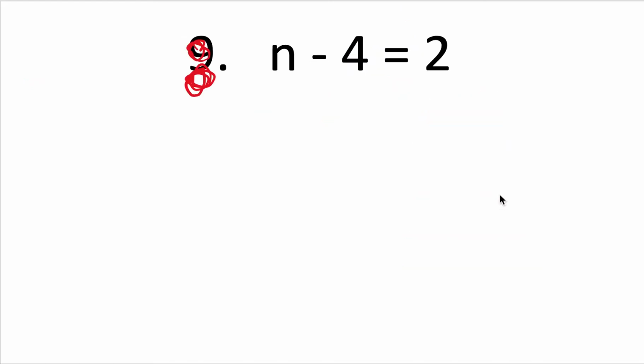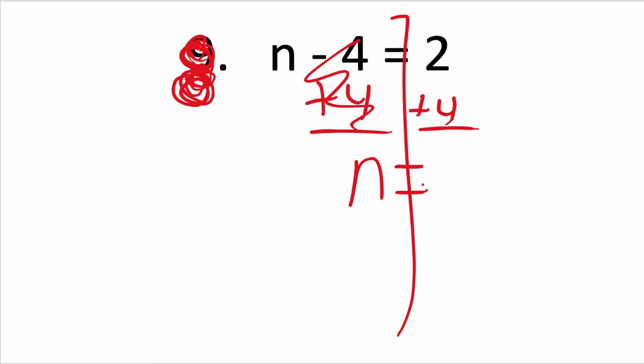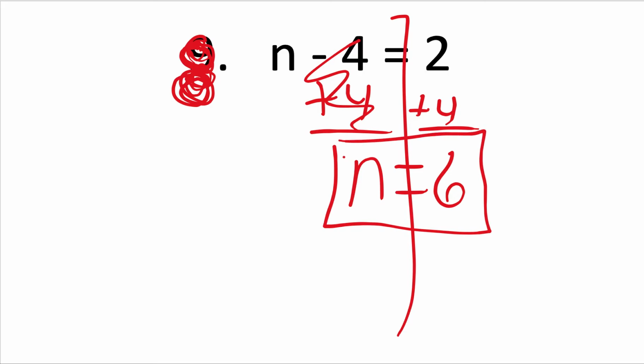Okay, another example, it's all chicken scratch right here, but that's an 8, I had a little typo. So number 8 is n minus 4 equals 2. Line down. So the opposite of minus 4 is plus 4. What I do to one side, I do to the other side. So this is going to cancel out, and n equals 2 plus 4, which would be 6.